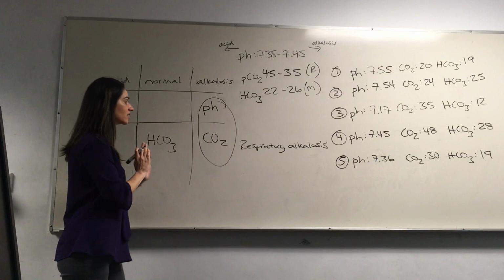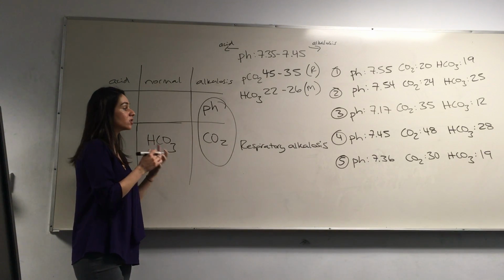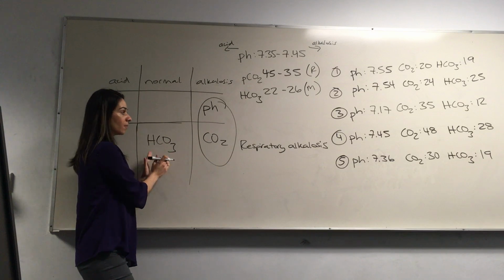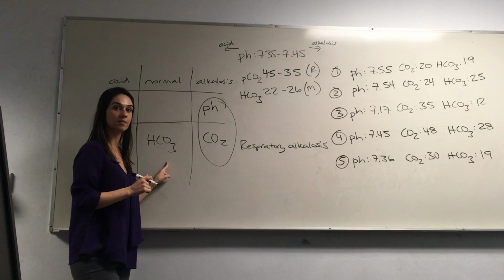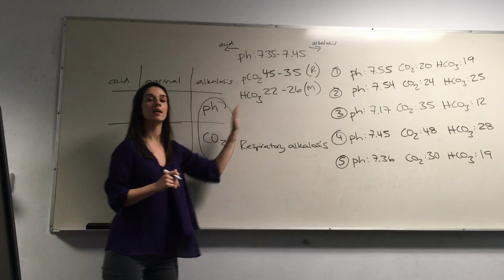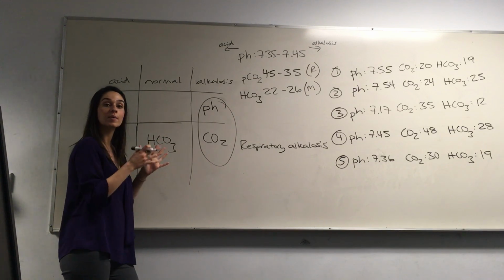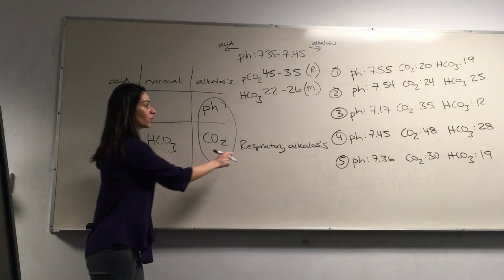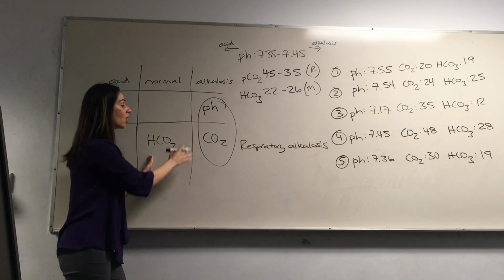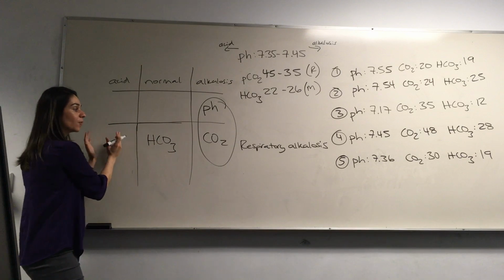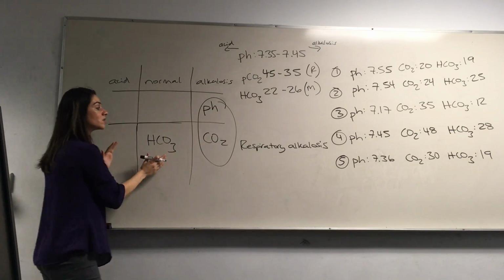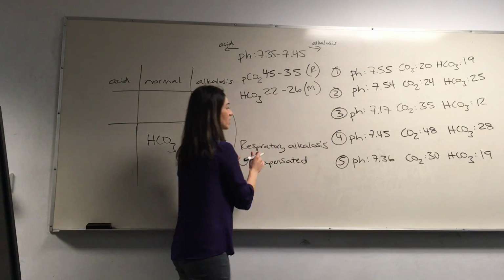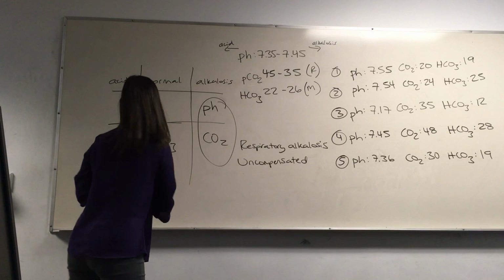So now let's think. Is this partially compensated or uncompensated? To determine that, you always look at the other component, whether this is CO2 or bicarb. So our bicarb is in our normal column. That means the body has done nothing to try to fix this problem. Our bicarb is the same level. It's always been in our body. So our body has not compensated at all. This is called respiratory alkalosis uncompensated. The bicarb has not decreased to become more acidic to try to help this alkalotic problem. So this would be uncompensated respiratory alkalosis. Okay? Let's keep practicing.